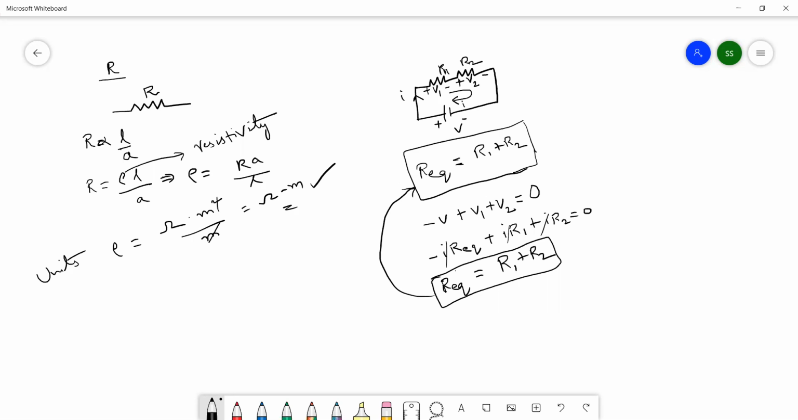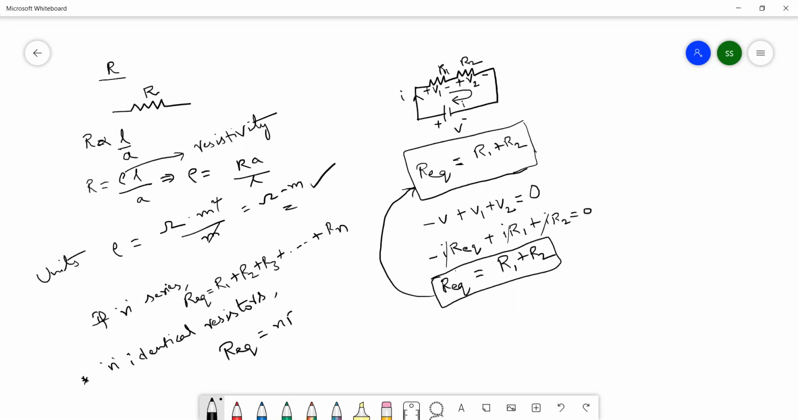If n number of resistors are connected in series, then what is the equivalent for that? R equivalent equals R1 plus R2 plus R3, and so on up to Rn. If n identical resistors, this kind you can ask, they will ask in competitive examinations. If n identical resistors are connected, then R equivalent equals nR is the answer.